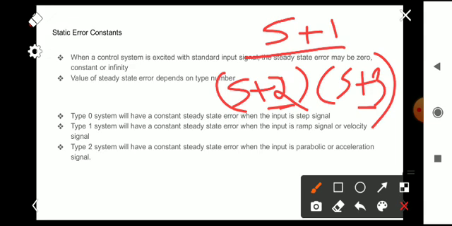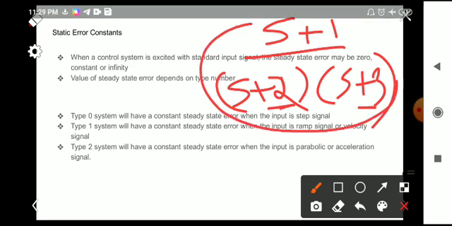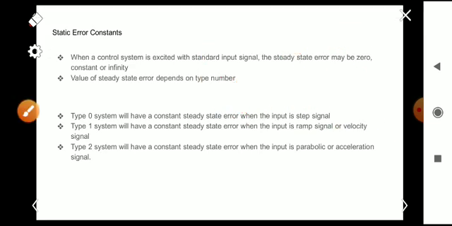So for a type 0 system, if you give a step signal to the system, we will get the steady state error as a constant value. The steady state error will not be 0, and it will not be infinite, so it will be a constant value. Also, a type 1 system will have a constant steady state error when the input is a ramp signal, or we can call this a velocity signal.